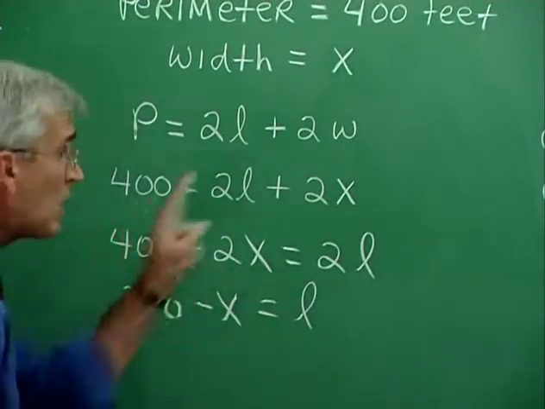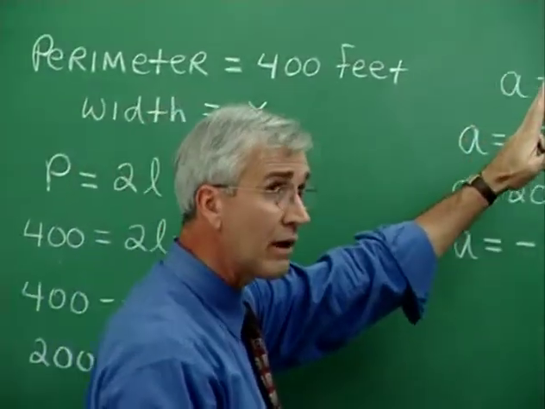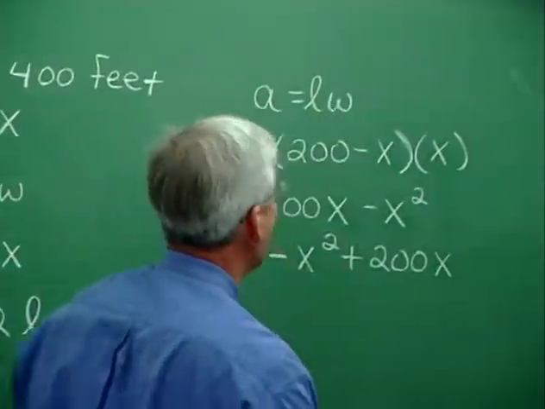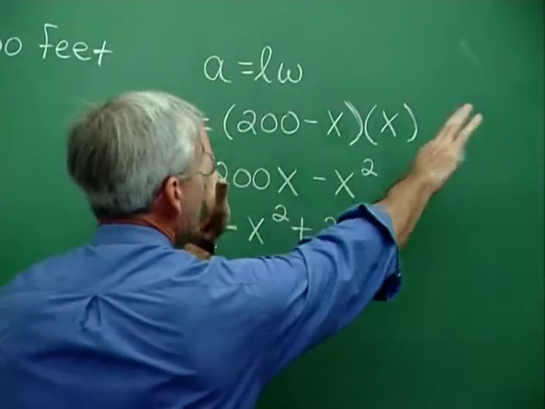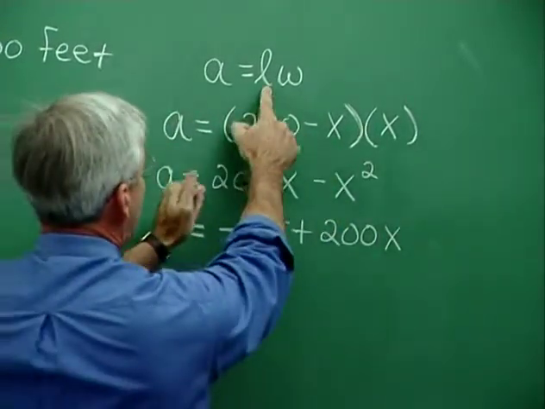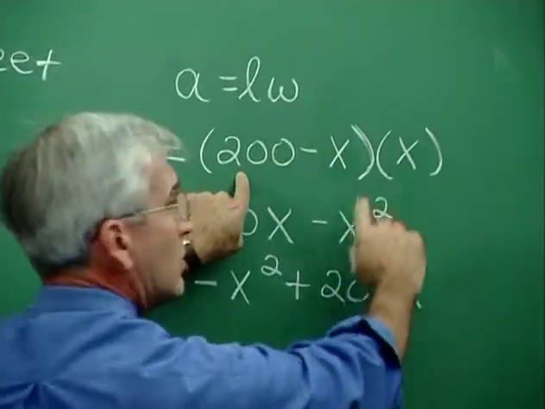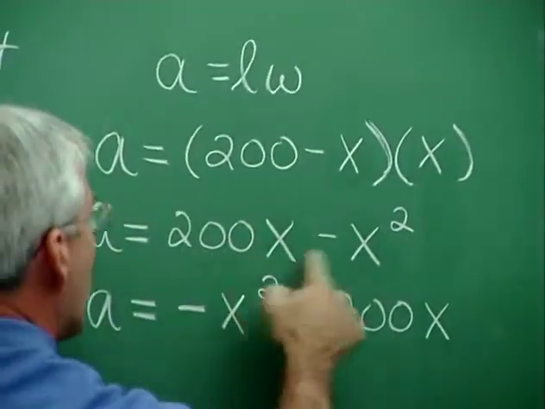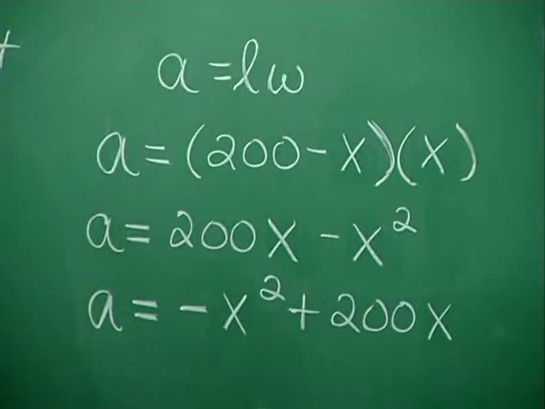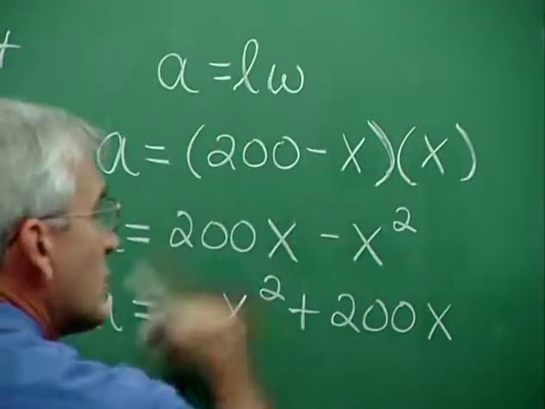Now that's handy when we come up here and write the area formula. Area is length times width, and we'd like to write everything in terms of x. So length, we solve for length over here. It was 200 minus x. The width is x. And now we have area is 200x minus x squared. So this is area in terms of width.